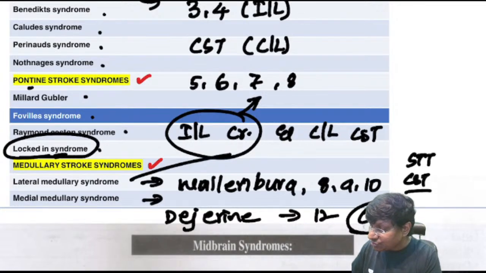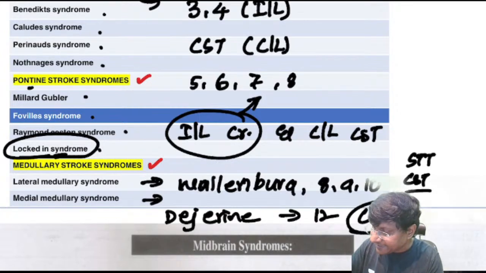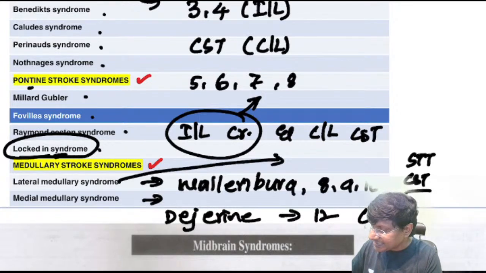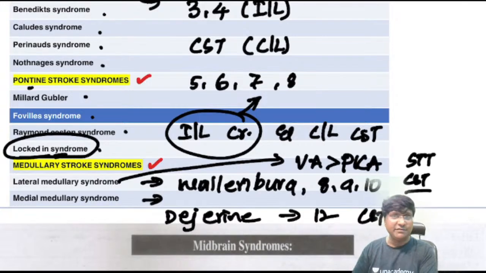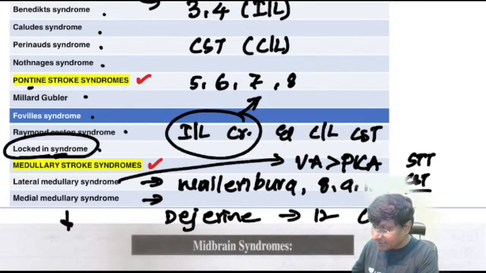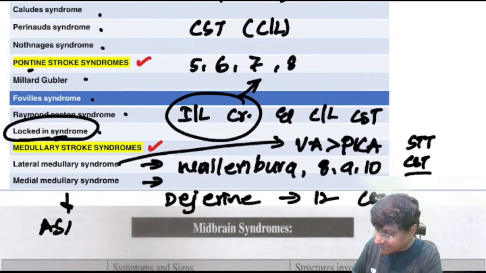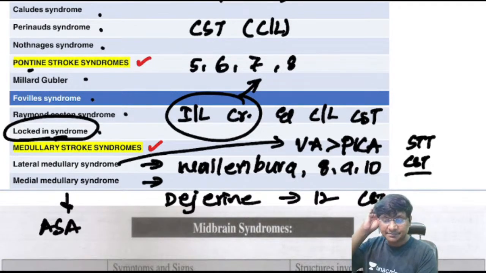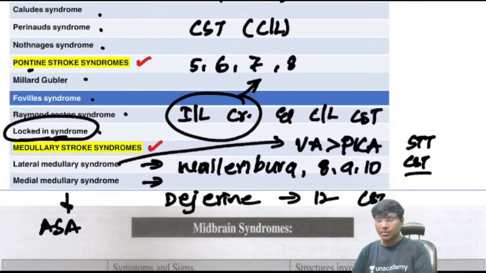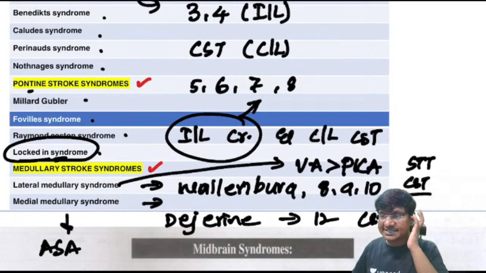In Wallenberg syndrome, the vessel that is commonly affected is the vertebral artery, followed by the posterior inferior cerebellar artery. In medial medullary syndrome, the vessel that is affected is the anterior spinal artery. Okay, so this is about your brainstem stroke syndromes.